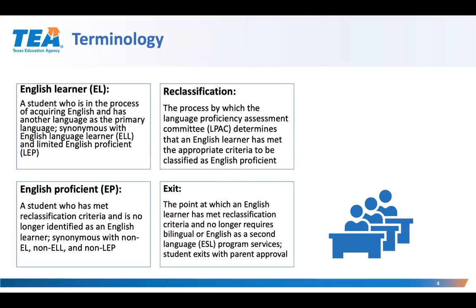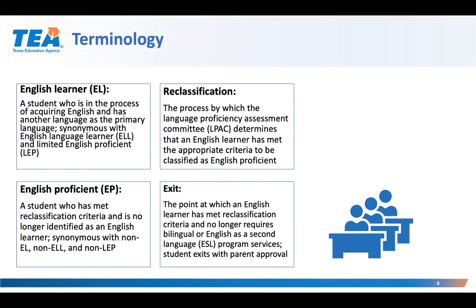Likewise, the term English Proficient has been introduced within the PEIMS revisions. An English Proficient student is a student who has met reclassification criteria and is no longer identified as an English learner. This term is synonymous with non-EL, non-ELL, and non-LEP. You will notice within the revisions that non-LEP has been bridged with the term EP. So you will see non-LEP/EP to indicate students who have met reclassification criteria and are no longer English learners.